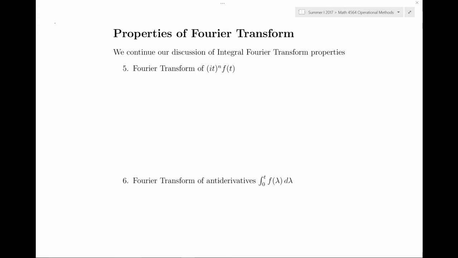The next property is something that's reminiscent of the moments that we discussed for the Laplace transform. So the Fourier transform of a function that's multiplied by t to the power n, f of t, is minus 1 raised to the power n times the derivative with respect to omega n times of the Fourier transform of just a function. In doing so, we implicitly assume that the Fourier transform of f and the Fourier transform of the product exists.